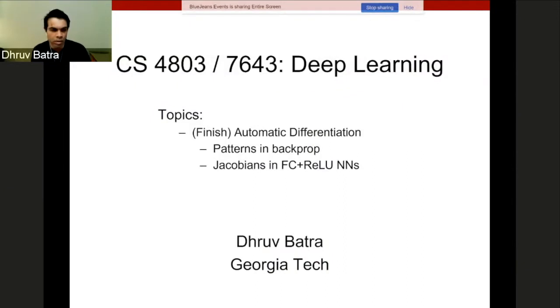Okay, everyone, welcome back. We are picking up on automatic differentiation, and today we will be done with automatic differentiation. We will look at a couple of intuitive patterns in Backprop. Then we'll look at the Jacobians in FC and ReLU layers in a neural network. These are the things that you've recently been implementing, which you'll see a clean formulation of.